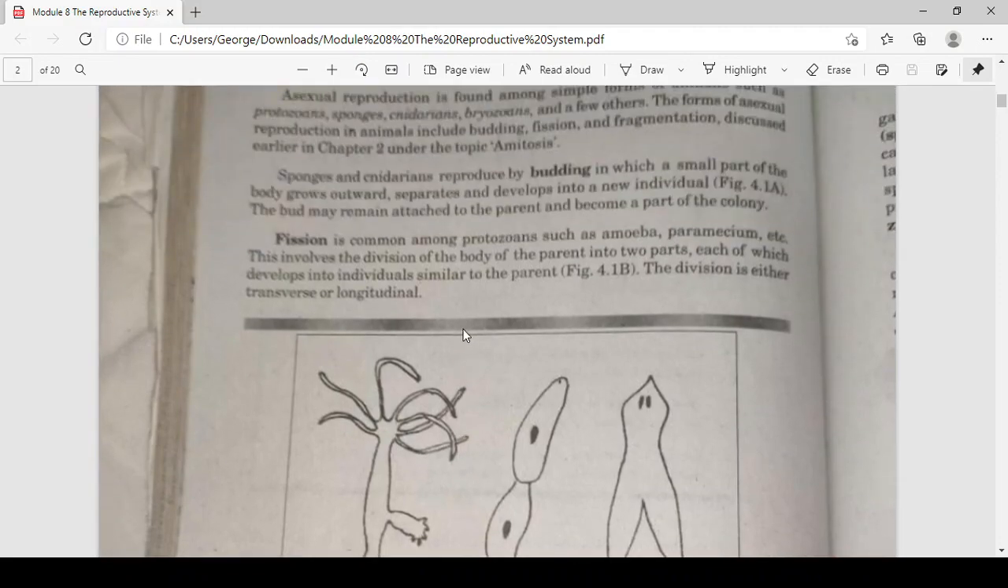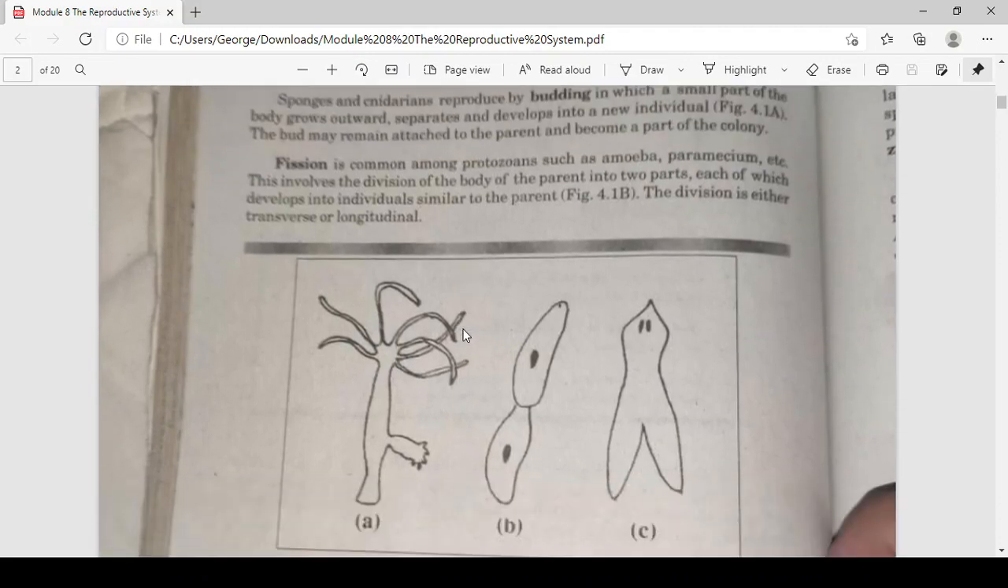Number 2 naman, kids, fission. Fission is common among protozoans such as your amoeba, paramecium, and etc. Meaning mga bacteria and small microorganisms reproduce through fission. This involves the division of the body of the parent into two parts, each of which develops into a new individual similar to its parents. The division is either transverse or longitudinal.